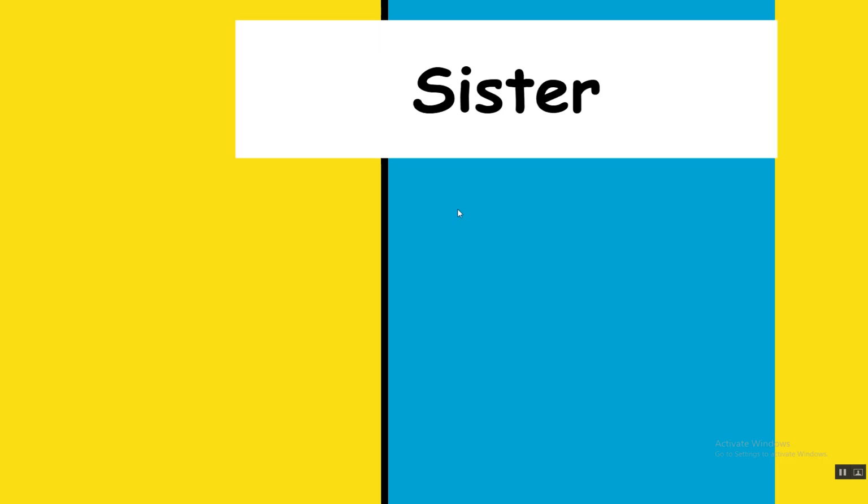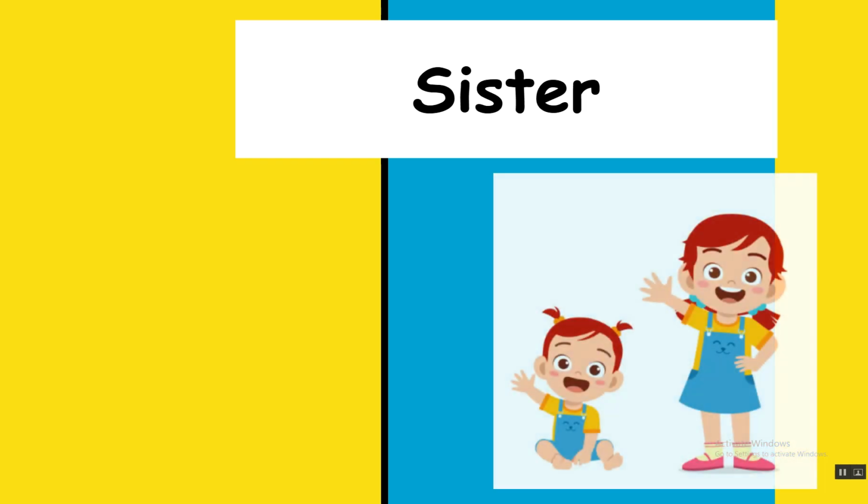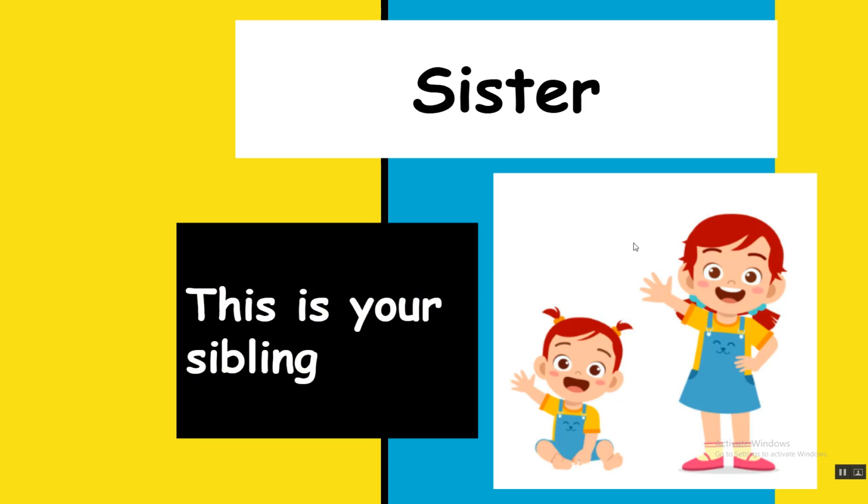Sister. Two sisters. This is your sibling. So kind of remember, brother is your sibling. If it's a sister, it's a girl. She is the little sister and she is the big sister. They are sisters. This is your sibling. Sister.